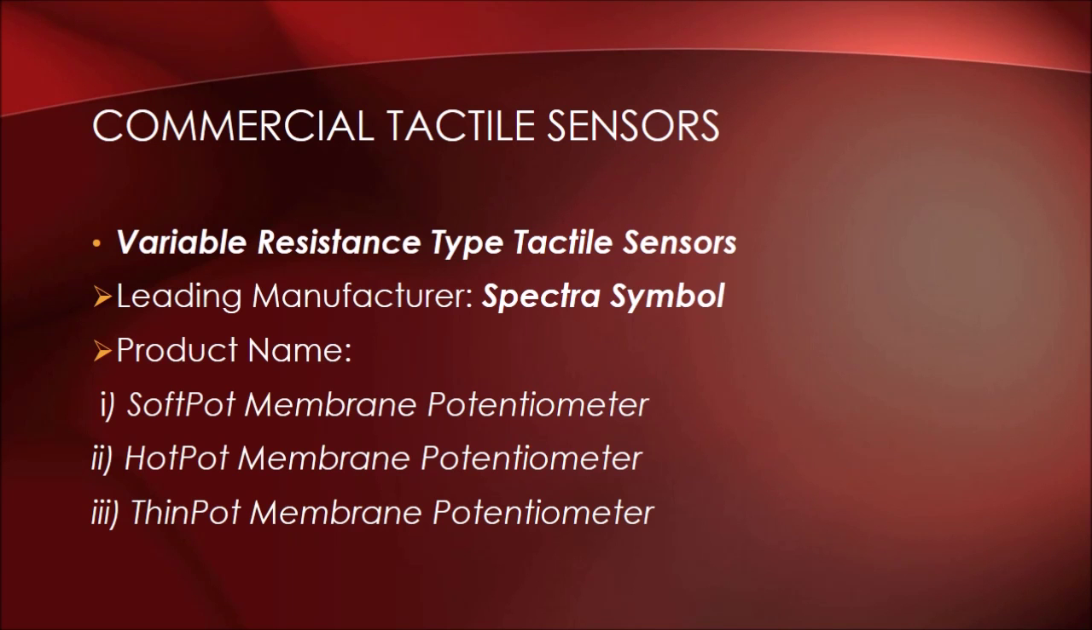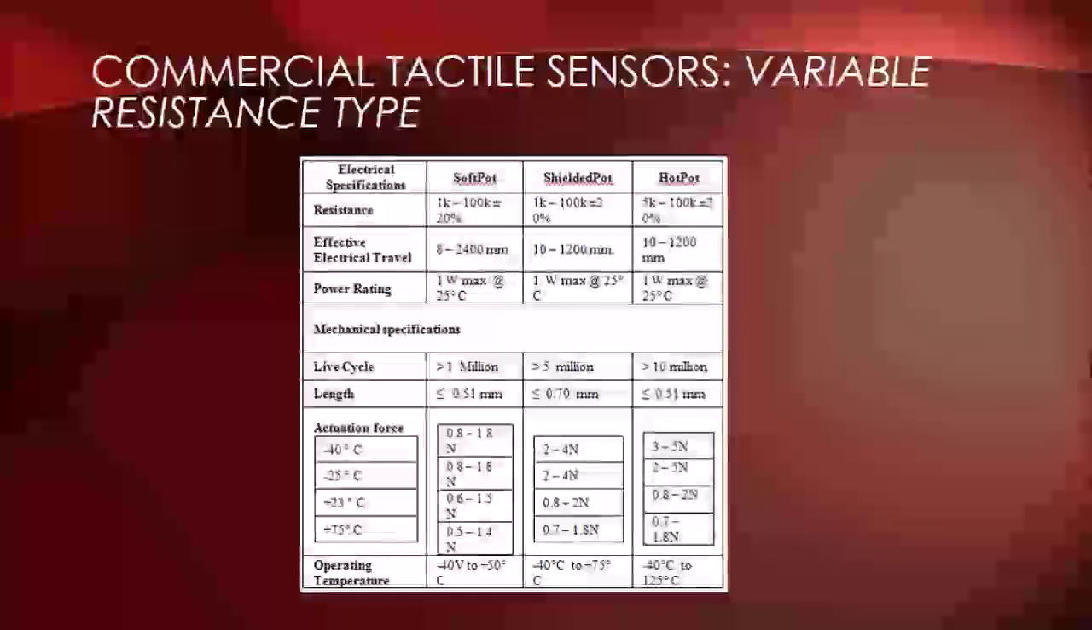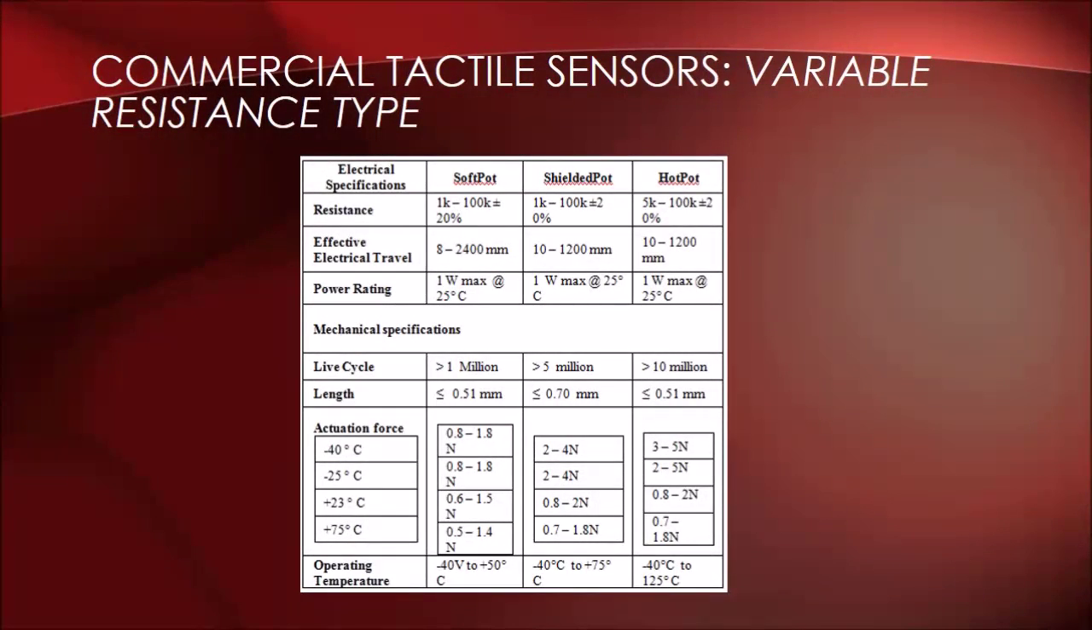HotPot is used for applications requiring function at high temperature where precise position sensing is required. ThinPot is similar to SoftPot but is even narrower. All of them have a good linear range and a good temperature range, but the heat losses in all of them are quite high. Here is a comparison between the three sensors and certain of their specifications.